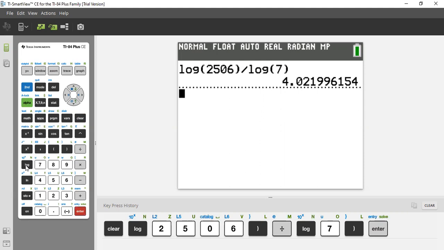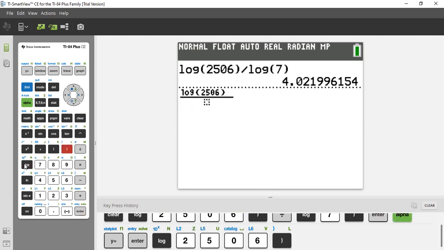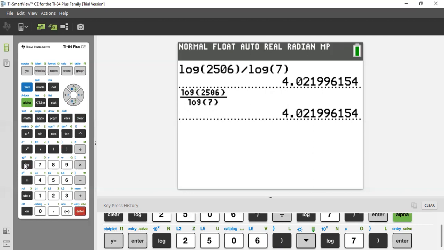Now, the other option that you have is you can hit the alpha y equals button and enter. And this will only go on those TI 83, 84s. And what it will do is it will create a fraction for you. So now within this fraction, you can put in your log 2506, and then you can do log 7, again closing parentheses when those are done. This formats it a little differently so that you can actually see the fraction in that stack format as opposed to this side-by-side format.